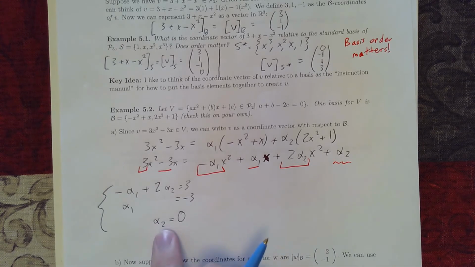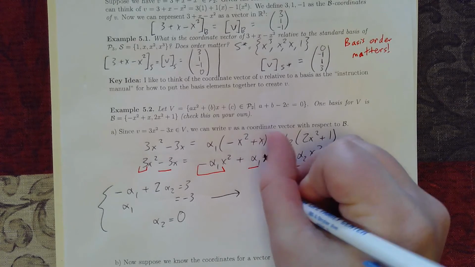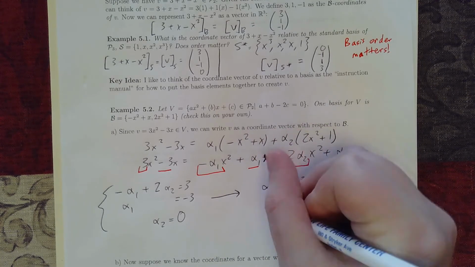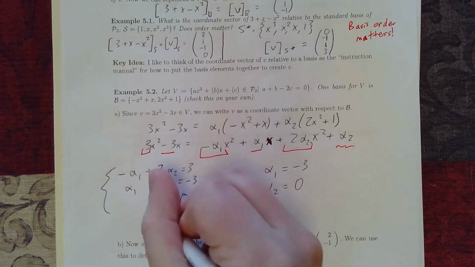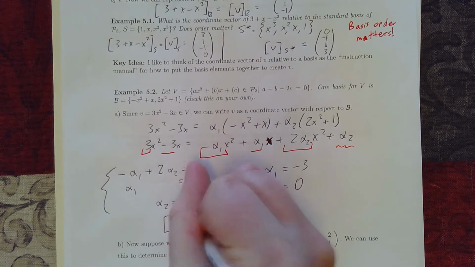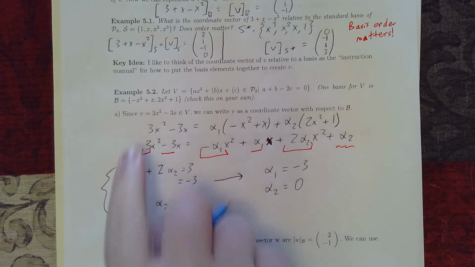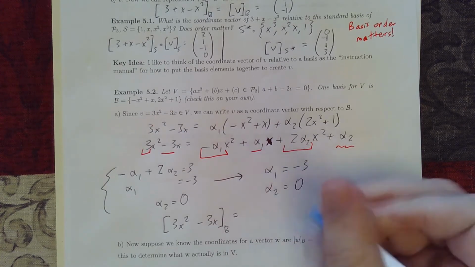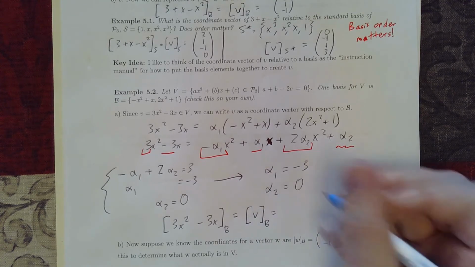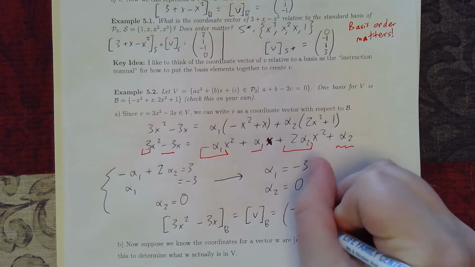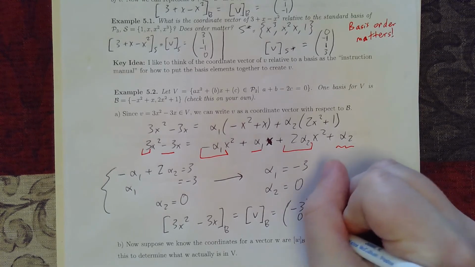So we could go ahead and put this system of equations into a matrix. What we'll end up seeing is that alpha 1 equals negative 3 and alpha 2 equals 0. So that means if we want to take 3x squared minus 3x and write it with respect to this basis, in other words, take our vector and write it with respect to the basis B, we'll end up getting negative 3, 0 as our coordinate vector.